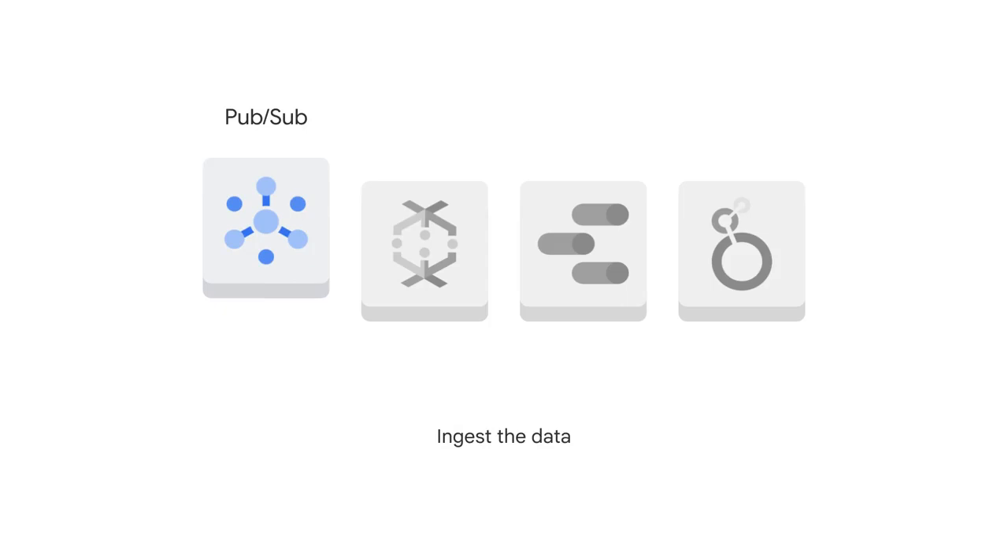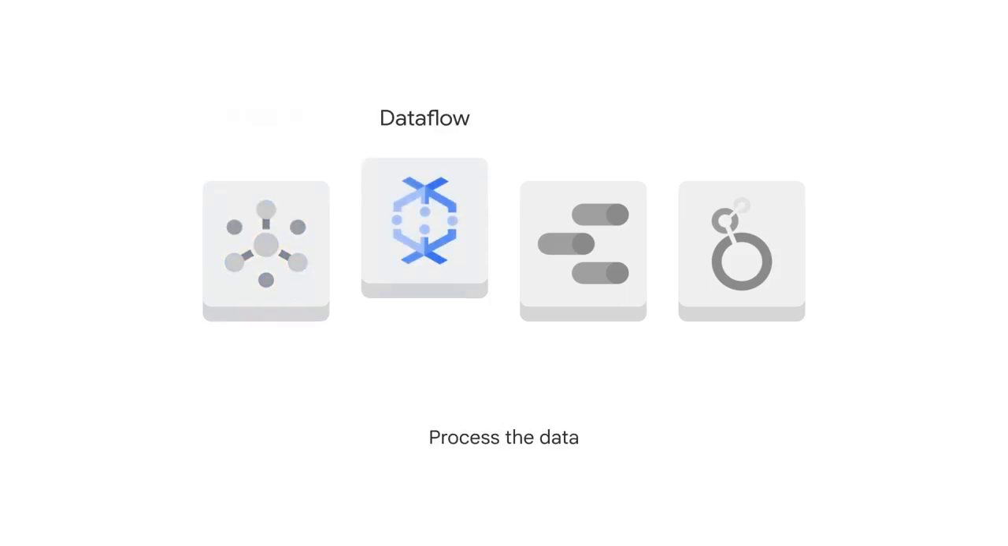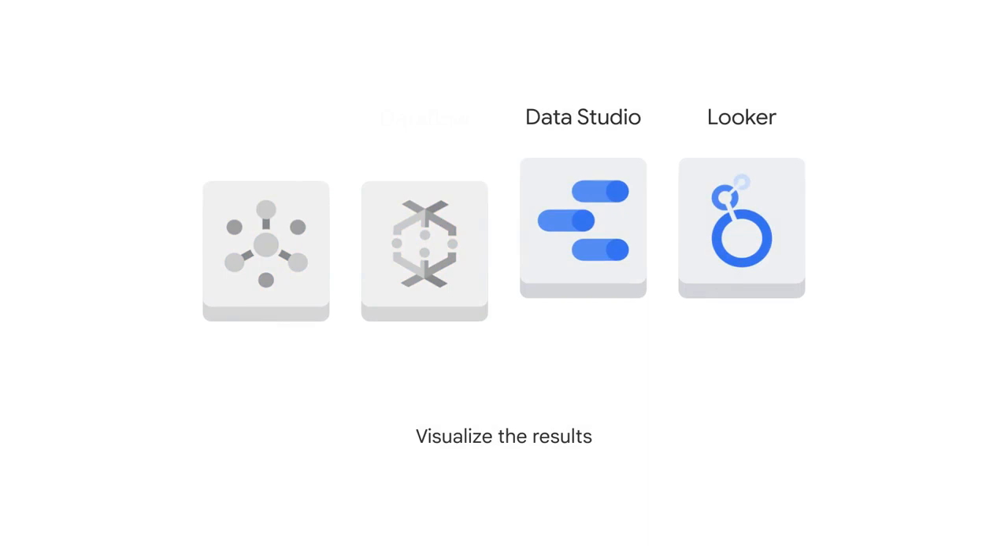This includes how to ingest streaming data using Pub/Sub, process the data with Dataflow, and visualize the results with Google Data Studio and Looker. In between data processing with Dataflow and visualization with Data Studio or Looker, the data is normally saved and analyzed in a data warehouse, such as BigQuery. You'll learn more about BigQuery in a later module.